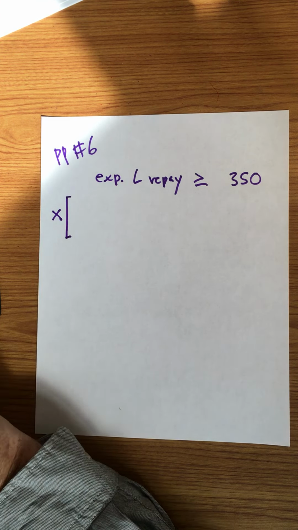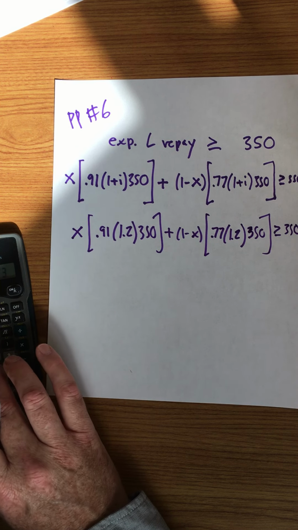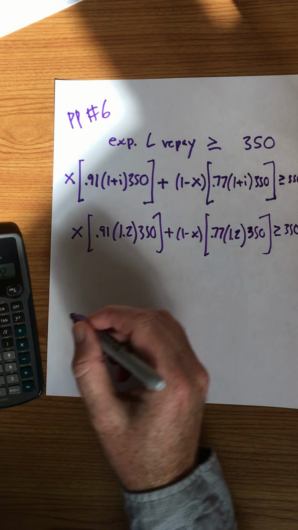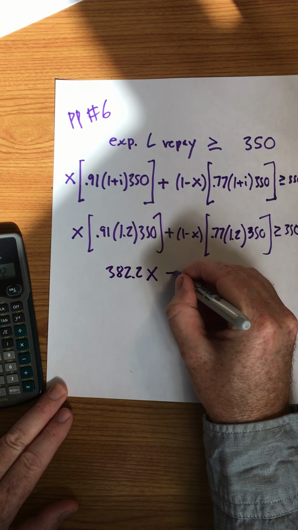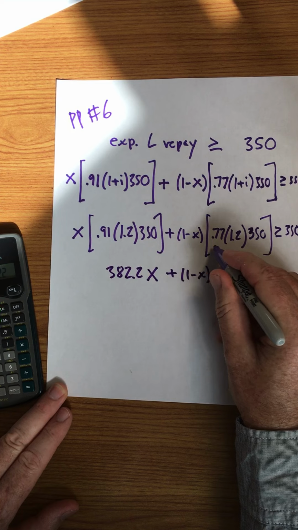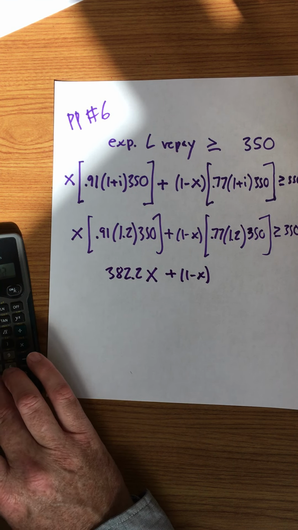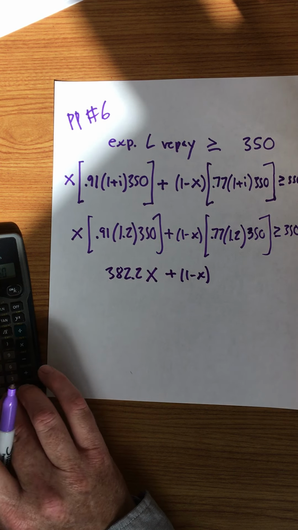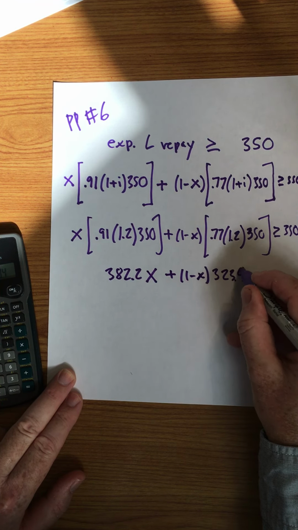All right, and now I start putting all this in the calculator. So let me put this in here first. 0.91 times 1.2 times 350 is like 382.2x. And now I'm going to do the brackets over here. So 0.77 times 1.2 times 350 is 323.4.